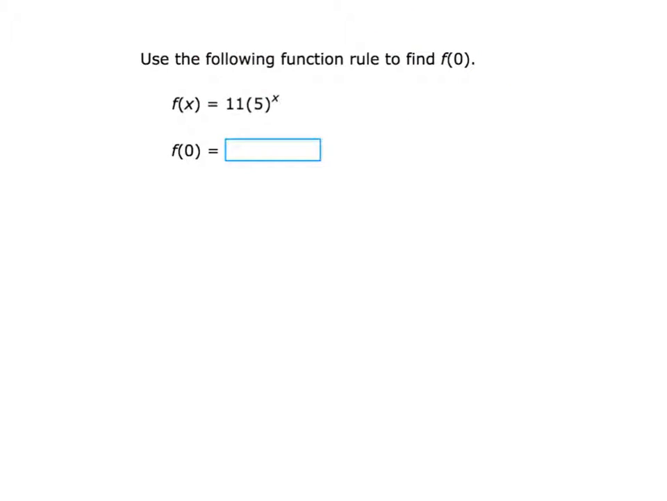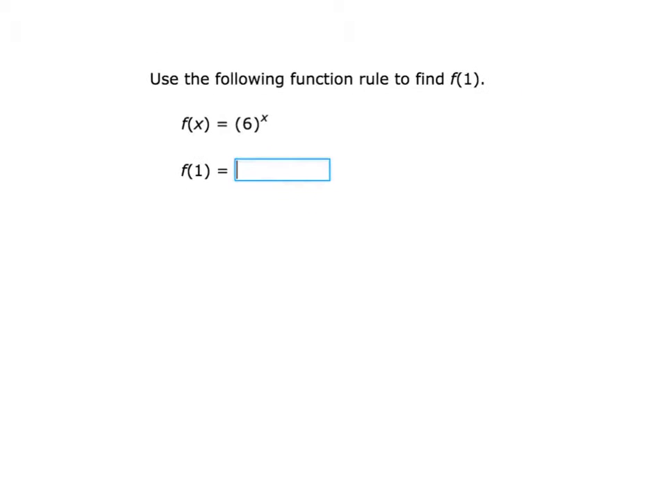Here's one. This would be the first one you'll see. They'll give you a simple exponential function, and they'll just ask you to evaluate it for x equals 0. So that's quite easy to do. That just means finding f of 0, which is 11 times 5 to the 0 power. Well, that's 11 times 1, or just 11. Pretty easy. Same idea here. We're trying to find f of 1 for the function 6 to the 1 power. Well, that just equals 6.